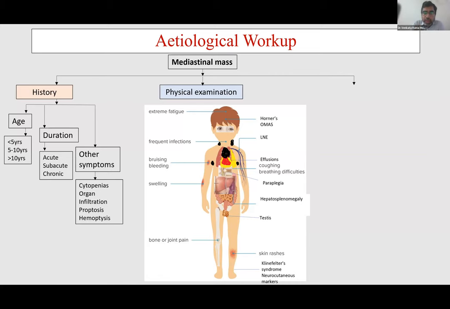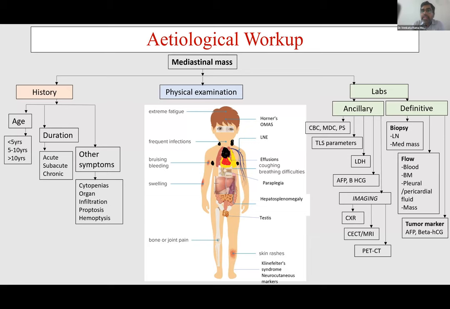Then moving on to the other aspects, that is laboratory parameters. Here is one diagnosis where you want to rely more on ancillary laboratory parameters in the initial stages so that you can come to a possible diagnosis at the earliest, and thereby start treatment. Sometimes we can clinch the diagnosis just by these ancillary labs.